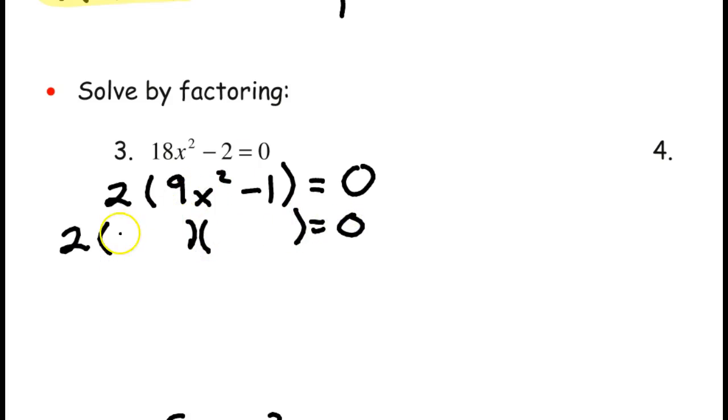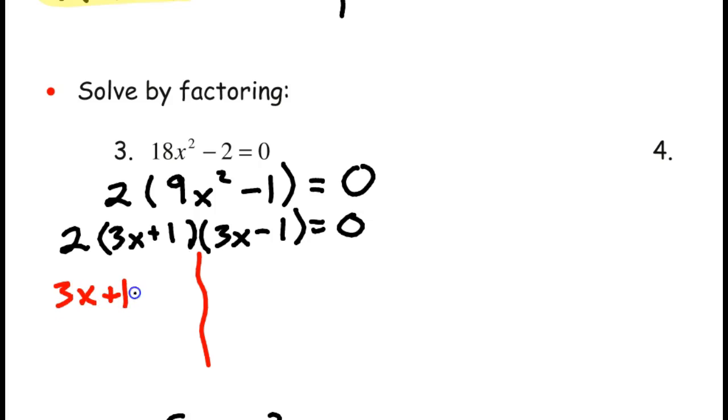Alright, so to get 9x squared, we get 3x and 3x. And to get 1, that's easy, just 1 times 1. And negative 1, so 1 positive, 1 negative. And now we are solving. So we gotta set both of these equal to 0. So 3 times what plus 1 equals 0, and 3 times what minus 1 equals 0.